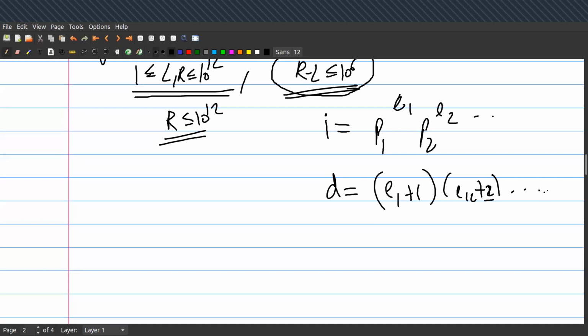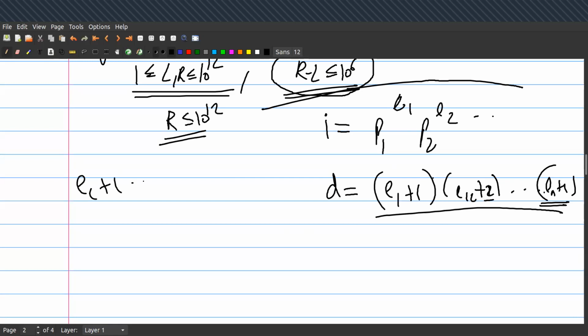So the divisors will be e1 plus 1 into e2 plus 1 up till en plus 1. Let me just reiterate this. So i is of this form, and the divisors will be e1 plus 1 into e2 plus 1 up till en plus 1. What Pratik was suggesting is we will only have one term in this, and e1 plus 1 has to be prime.